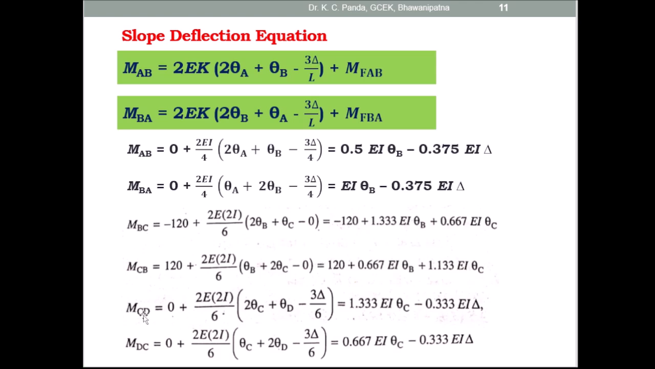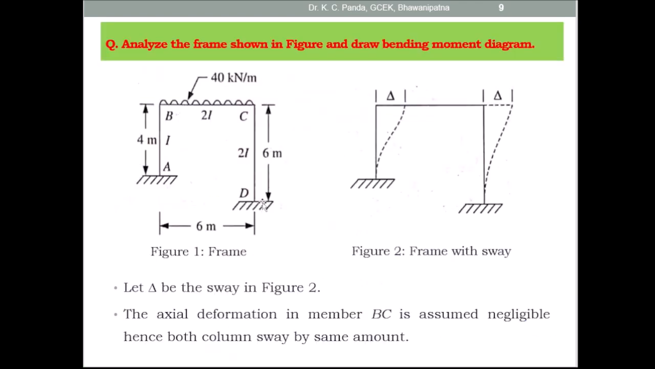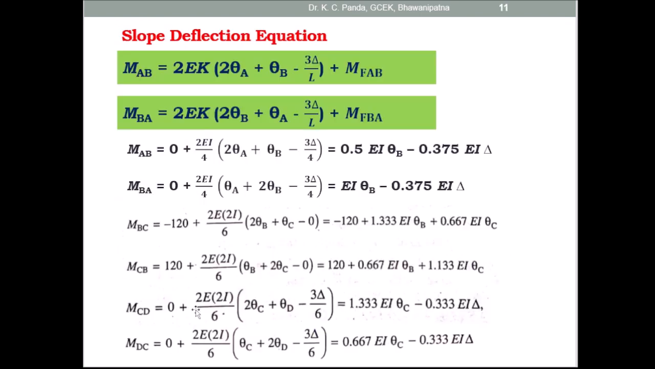Then for the vertical member CD, find out MCD and MDC. MCD is equal to MFCD plus 2EI by L, 2 theta C plus theta D minus 3 delta by L. So here length is given 6 meters and moment of inertia is given 2I. So 2E into 2I by 6, 2 theta C plus theta D minus 3 delta by L. So here you put the values. Theta D is equal to 0, you know, due to the fixed support. So here you have to write theta C and delta. So the equation becomes MCD is equal to 1.333 EI theta C minus 0.333 EI delta.